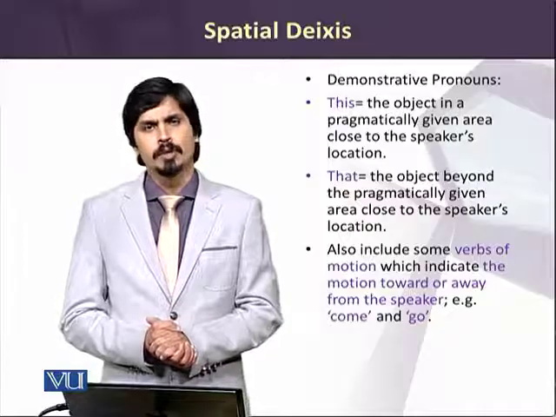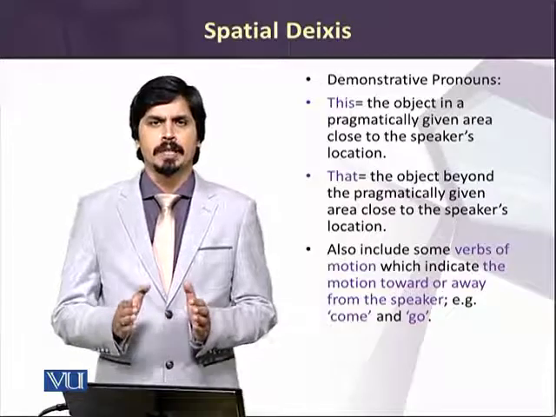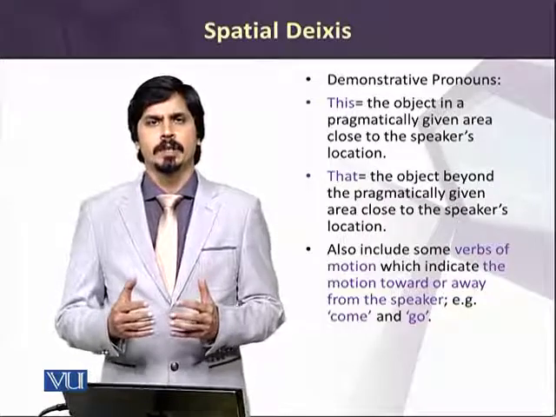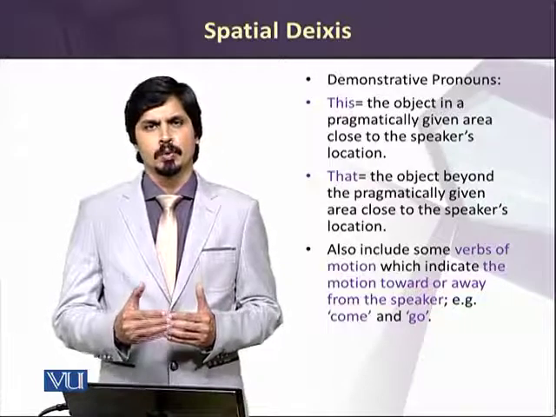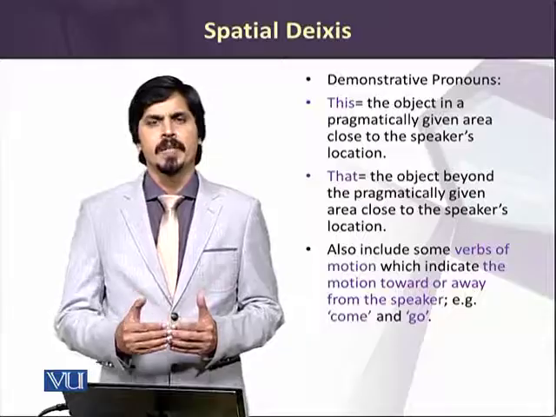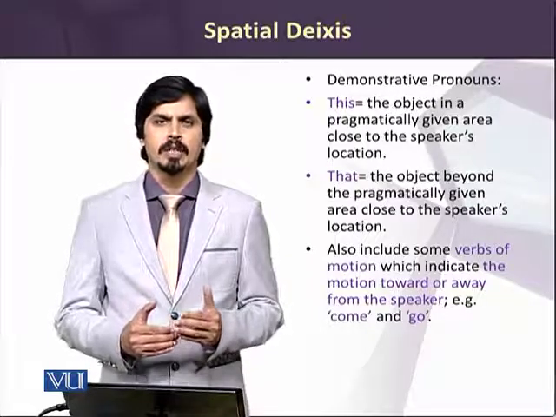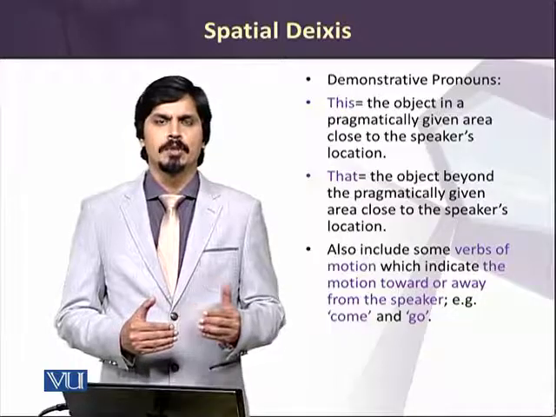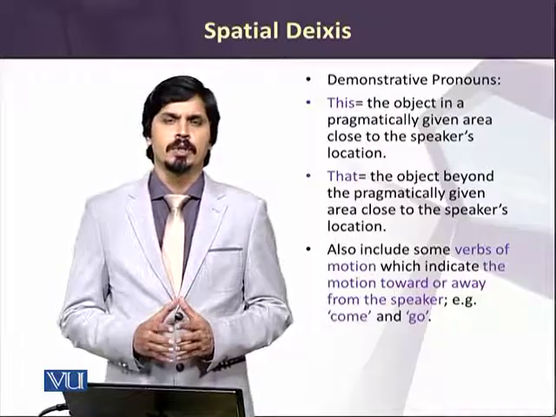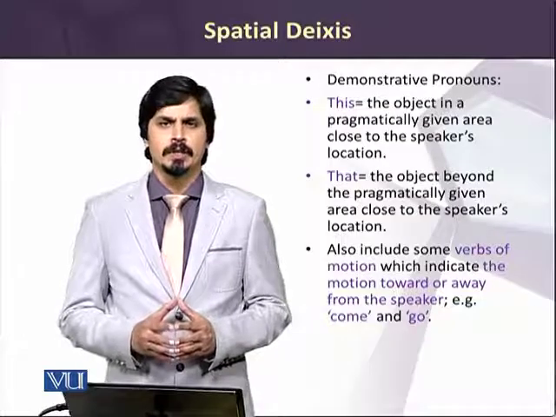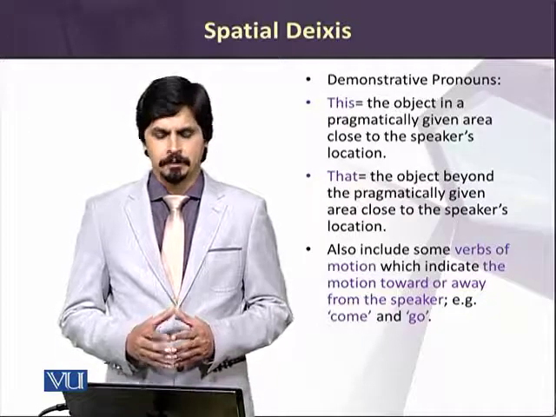It also includes some verbs of motion, for example, come and go, and they also indicate the location of the speaker. Come usually shows a motion towards the speaker. When a speaker says come, he actually indicates come towards him. When he says go, he indicates go away from him. So these verbs like come and go may sometimes be treated as the indexicals of space.